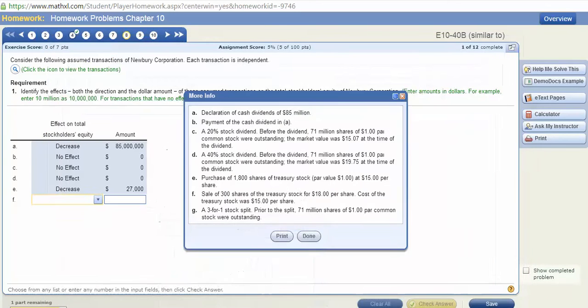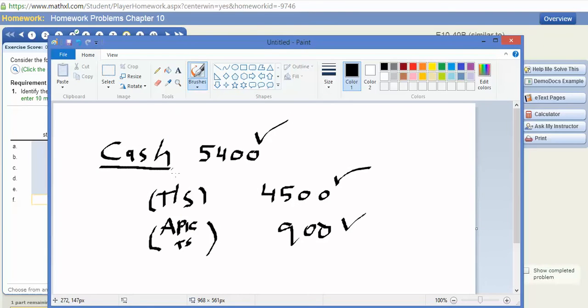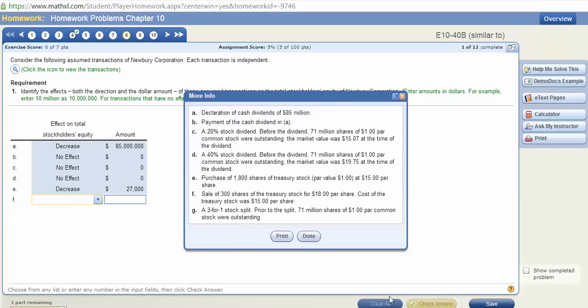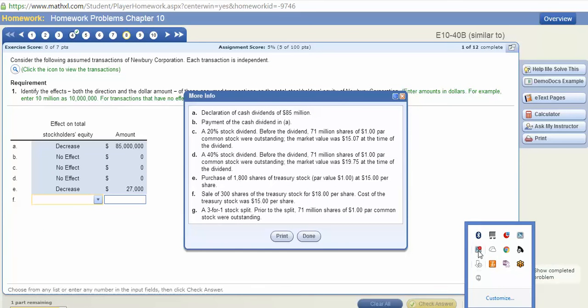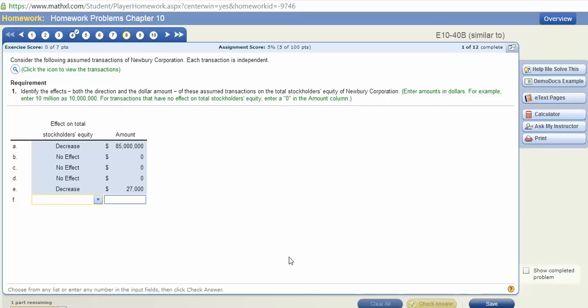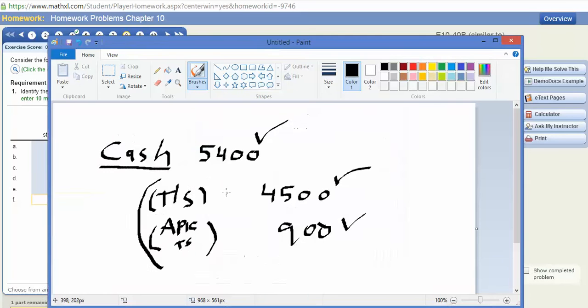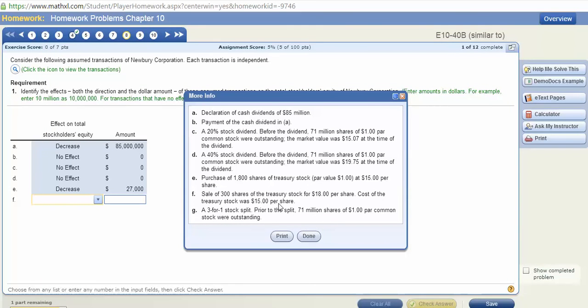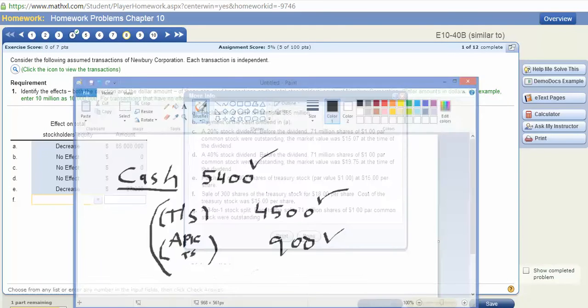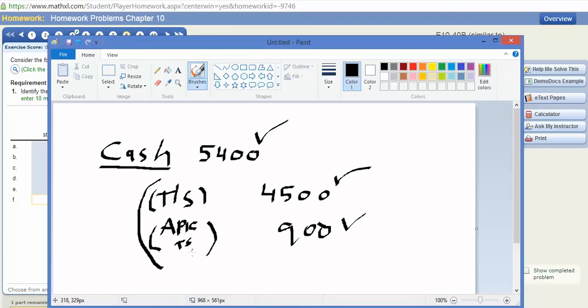Now the question that you ask after making the entry is, what effect does this have on stockholders' equity? Well, cash is not a stockholders' equity account. These are stockholders' equity accounts, and you will notice that you have 4,500 and you have 900. Now it's just a matter of computing it out. Again, the easiest way to answer this is to just make your entry. So you see here that you got the 300 shares at $18 per share. We got that here, the cash. Treasury stock of 4,500, which it just blatantly tells you, $15 cost times 300 shares. And then the additional paid-in capital, treasury stock, 900.